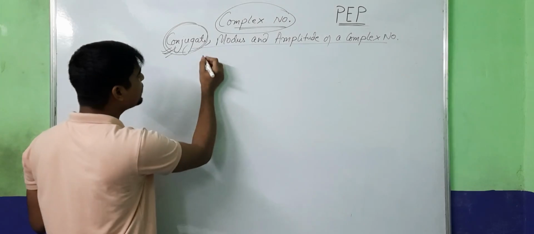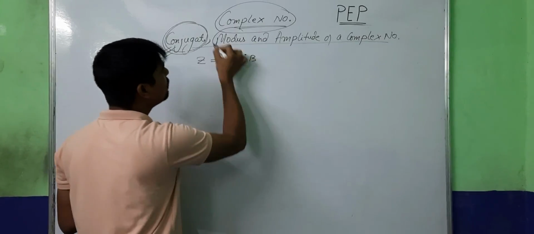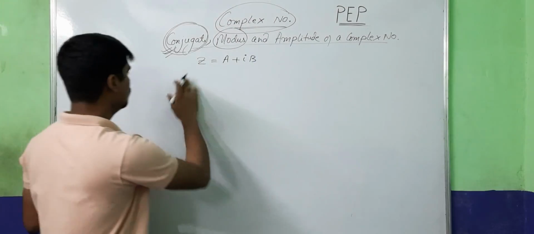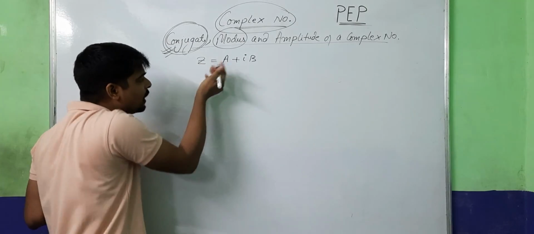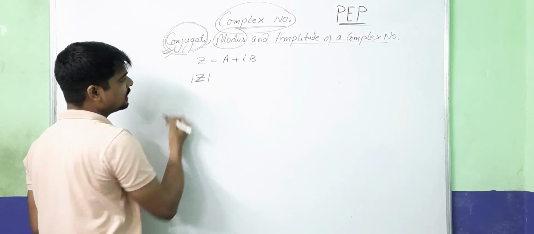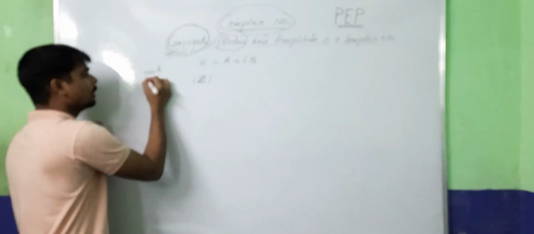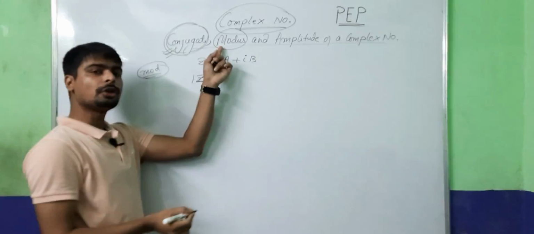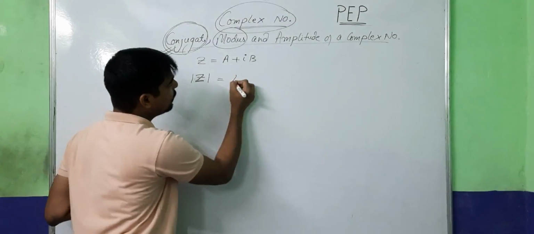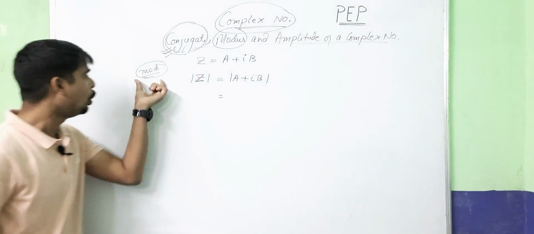If the complex number is z is equal to a plus ib, how are we going to solve for the modulus? For modulus we have to provide this sign, which is called mod. In order to find the modulus we write mod z, and now we have to write a plus ib inside the mod. How to solve mod or modulus?